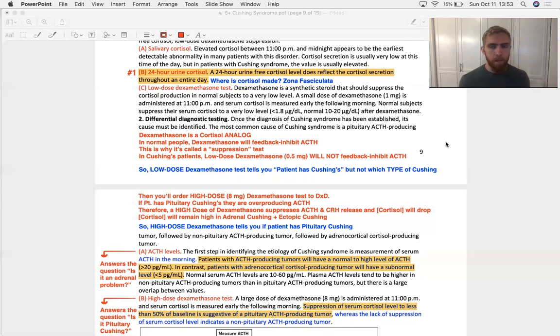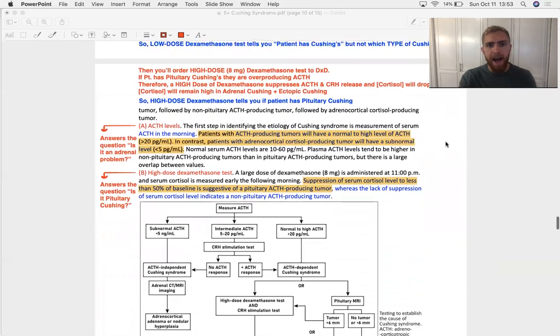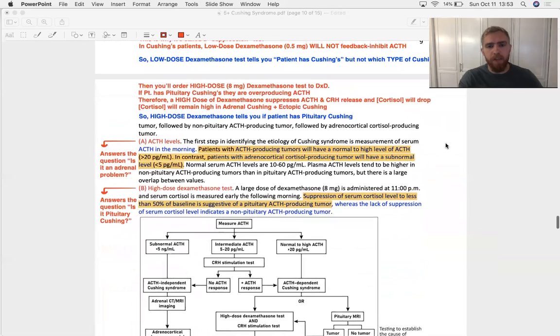But in a patient with Cushing syndrome, ACTH isn't going to go down. So a positive low-dose dexamethasone test tells you this patient has hypercortisolism due to Cushing disease, endogenous cortisol overproduction. And then what you'll do next is order a high-dose dexamethasone test, and it's like 10, 20 times the dosage of that first test. So this is going to tell you whether or not the patient's got pituitary Cushing's.